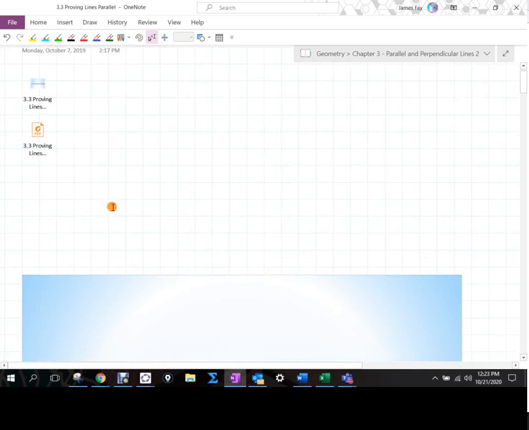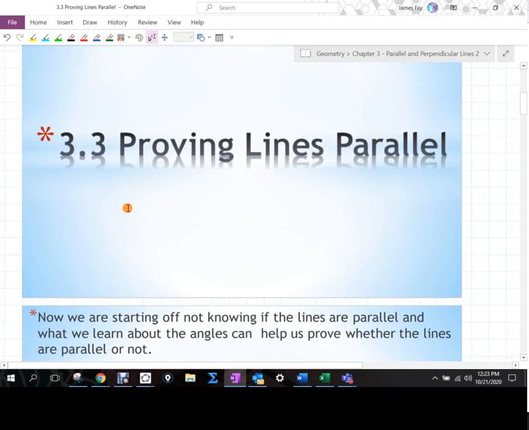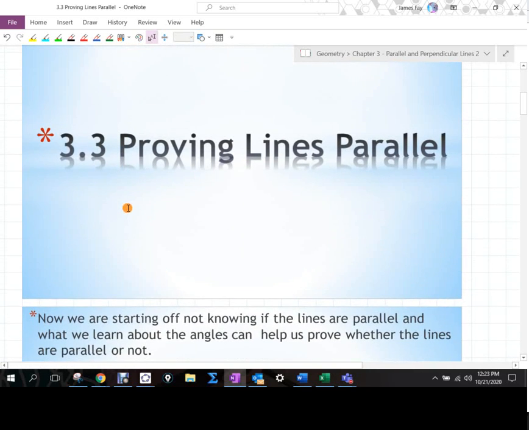All right, so what I want to do real quick is get into 3.3, which is proving lines are parallel. It's not going to take us very long to get through this, because it is essentially everything we've already talked about with 3.2. It's just the converse of it. You guys remember what converses were?